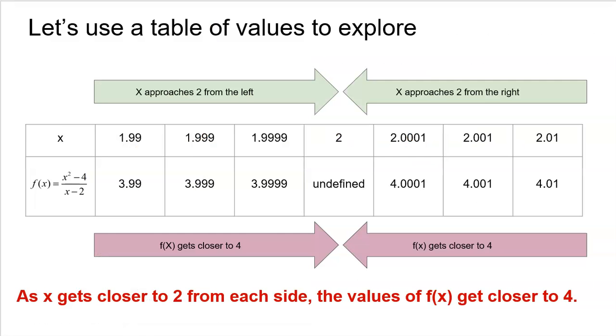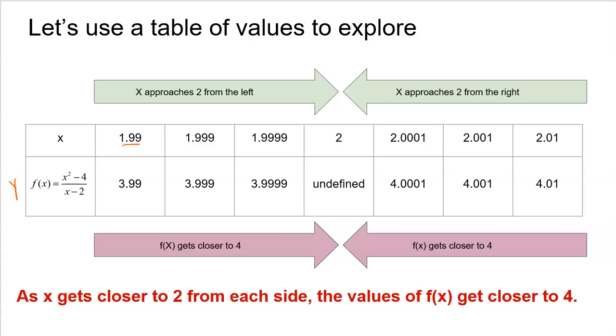And to analyze this, we can use a table. The table has x values across the top and y values, or f of x, the function, across the bottom. And what I did is just use a calculator. So, okay, let's get really, really close to 2 from the left-hand side. This is my friend who's walking up the line. So he's getting really, really close. So he's at 1.99.